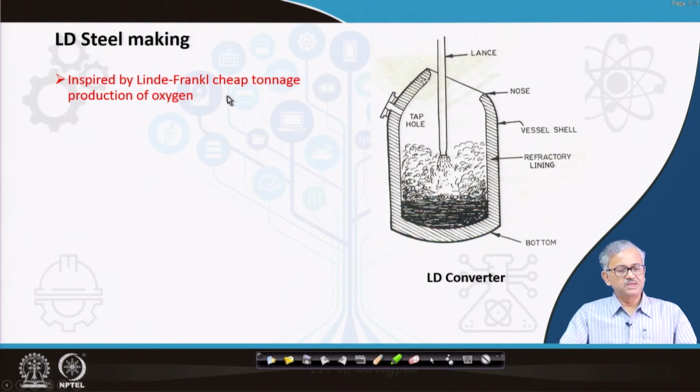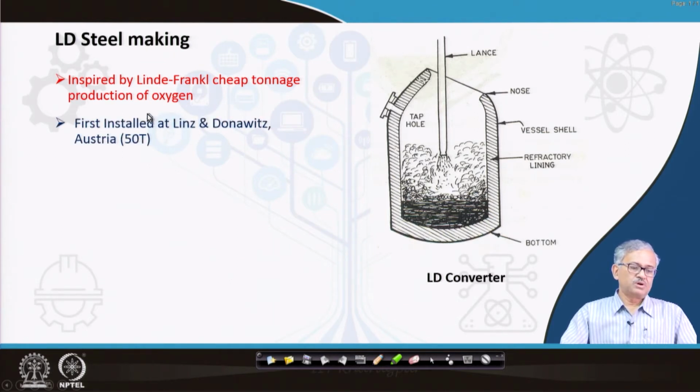Okay. And this Linde-Frankel process, basically oxygen is produced from air by fractional distillation, but with some process innovation. That is why this process is very cheap. And it was first installed at Linz and Donawitz. These are the names of places in Austria, and that is why it is also called the LD process, actually the basic oxygen process. L stands for Linz and D stands for Donawitz, two places in Austria, and initially it came with a capacity of only 50 tons.